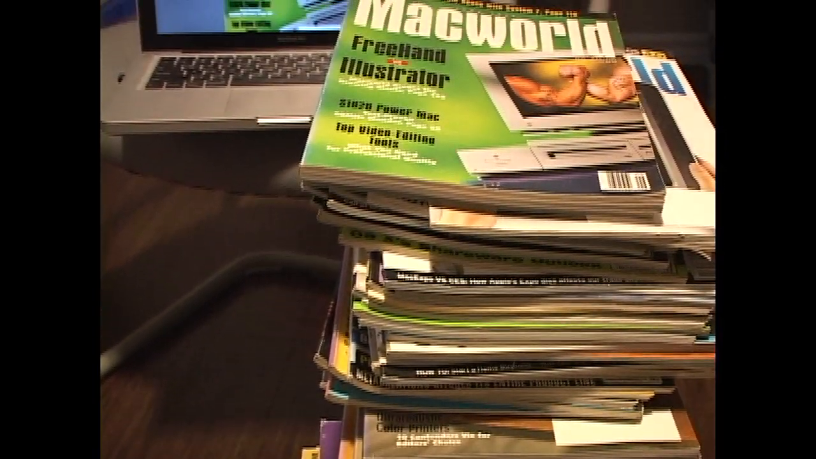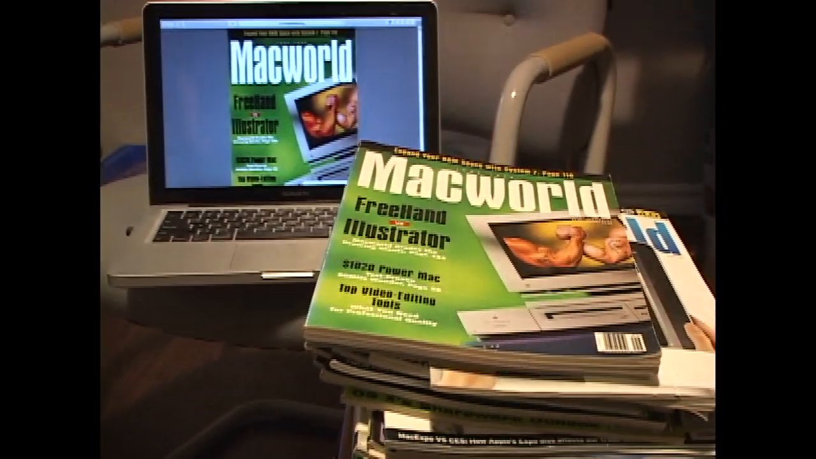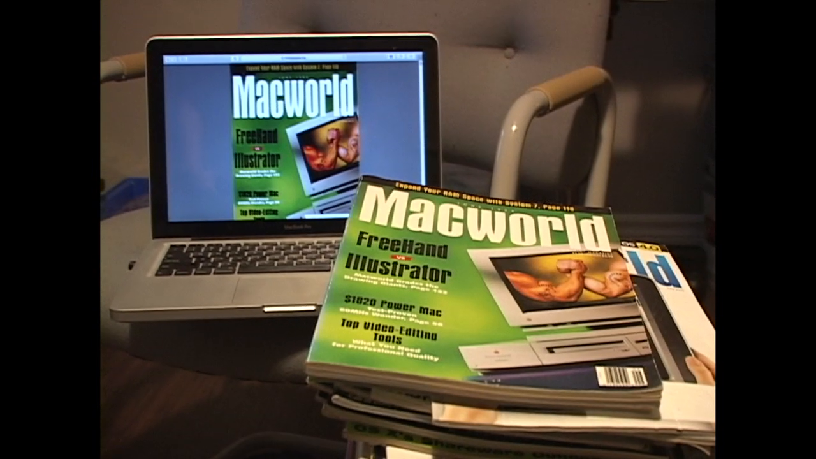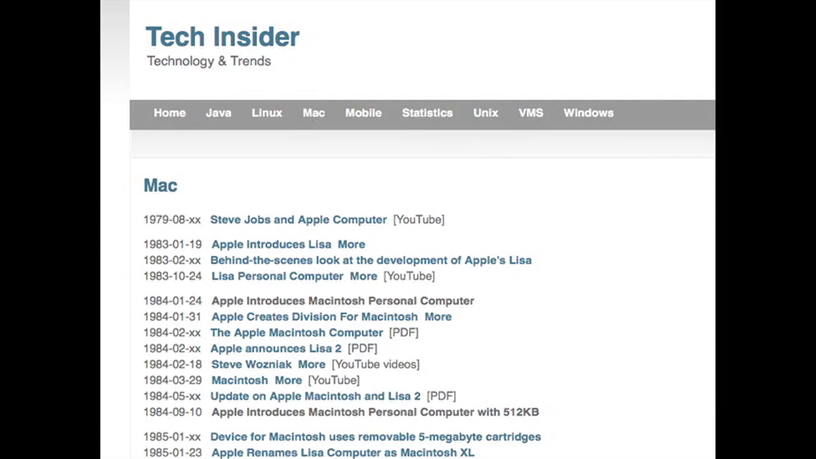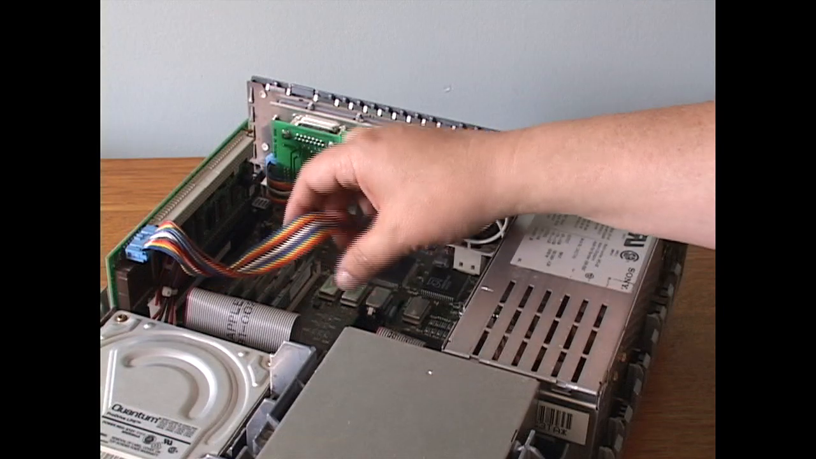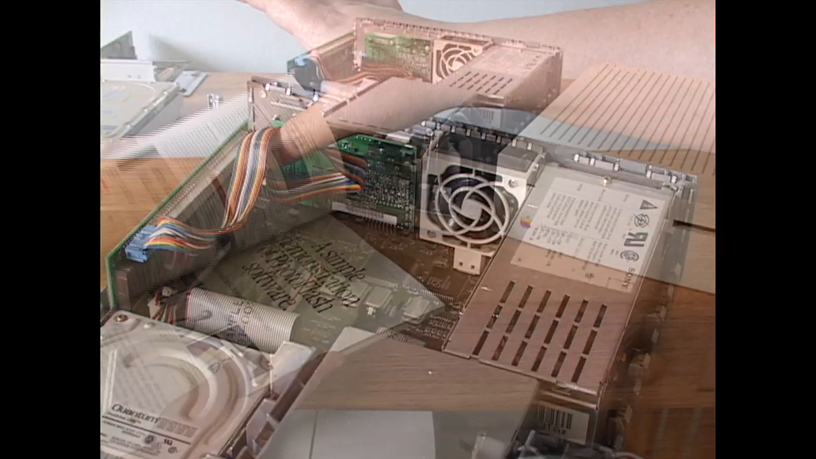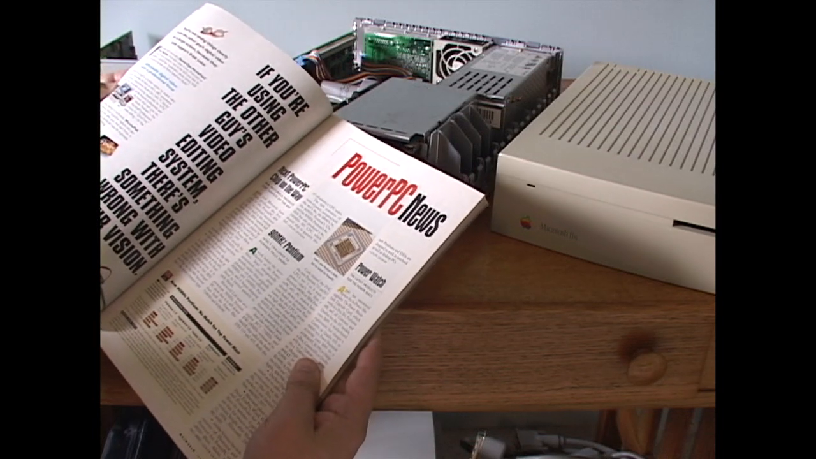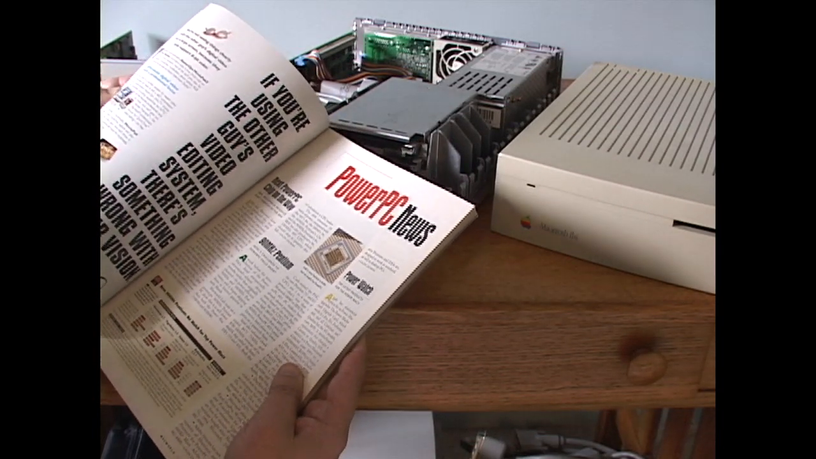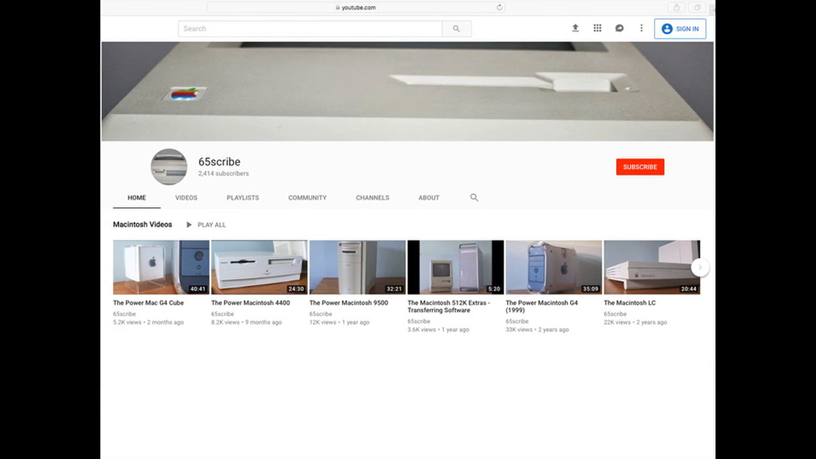With the recent proliferation of period Mac magazines available online, it's becoming easier to fact-check this stuff. VintageApple.org recently came to my attention, with the most complete collection I've ever seen. And TechInsider.org, with all the original Apple press releases. While I get most information studying the machines themselves, articles written at the time are the best place to go for background details, and I'd recommend just avoiding present-day sources.